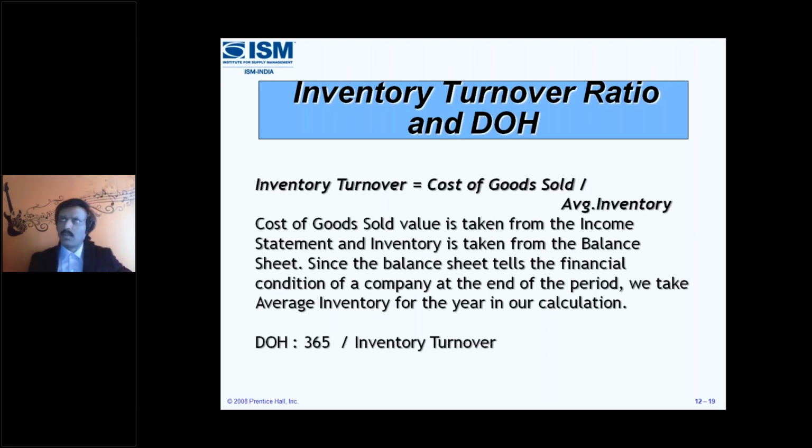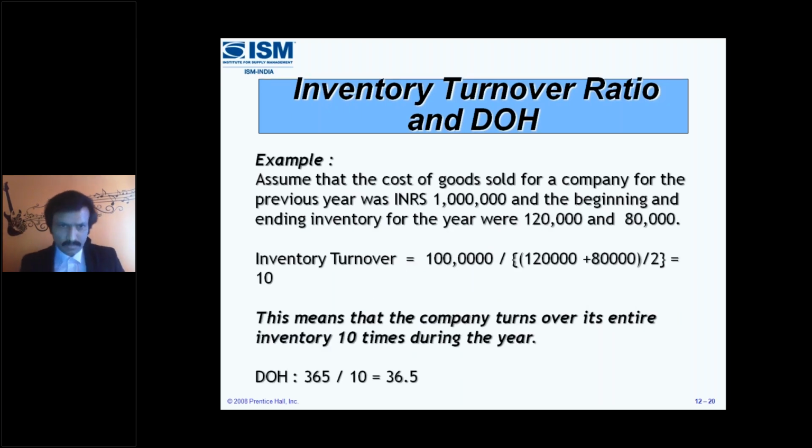DOH is the number of days in a year divided by your inventory turnover. That shows your DOH, that is days on hand inventory. Now, see this example. This company is manufacturing some products, and 1 million is their cost of goods sold, and they have starting and ending inventory of 1.2 lakh and 0.8 lakh. By putting these values in this formula, it shows that their inventory turns are 10.